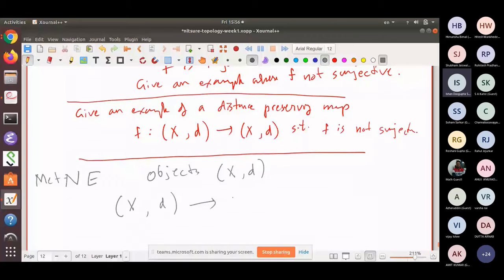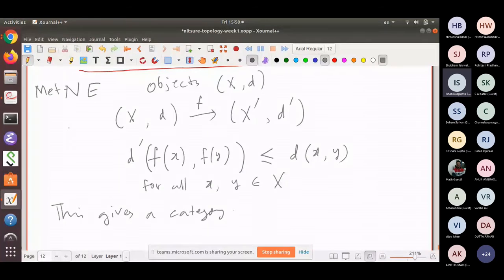Yes, sir. Why? Objects are the same, but morphisms aren't the same. Yeah, what's an example to show morphisms are not the same? For a non-empty metric space, send everything to one point. Take a constant map. That is not distance increasing, but it certainly is not distance preserving.